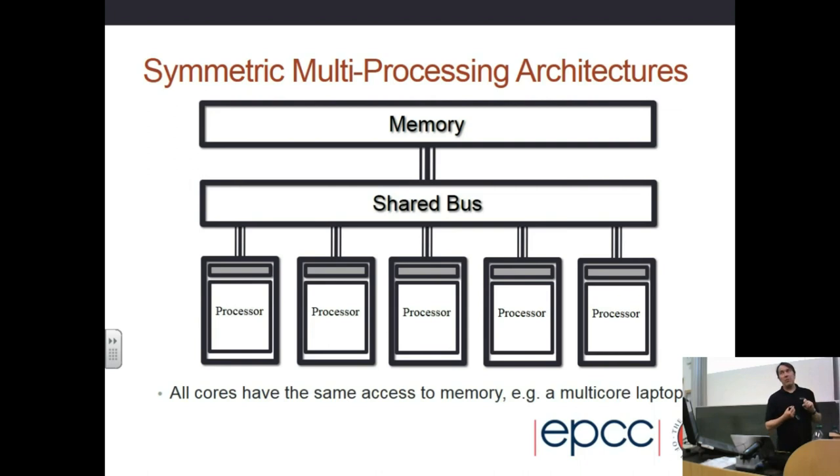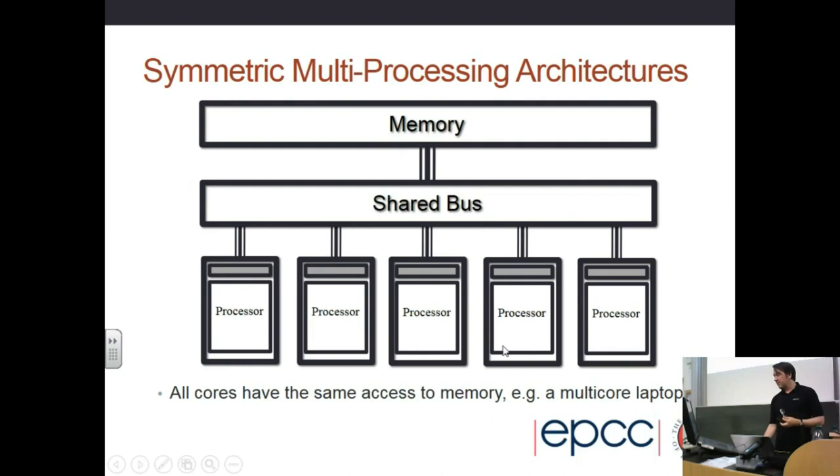The simple way of doing that is through a shared bus. They all share access to the memory. So the reason it's called a symmetric multiprocessor architecture is that the memory is a single block of memory. Each processor has access to that, but they're all equal. They all have to go through the bus to get access to the memory. Okay?